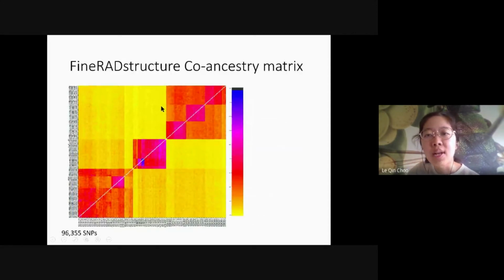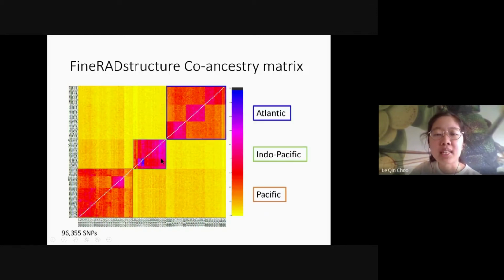We then did a co-ancestry matrix, which is a pairwise comparison of how related one individual is to all other individuals in this data set. So blue indicates a high amount of relatedness, where yellow indicates a low relatedness. So if we focus on the dark squares over here, we find that these correspond to the same genetic lineages, Atlantic, Indo-Pacific, and Pacific, and there is no mixture between lineages.